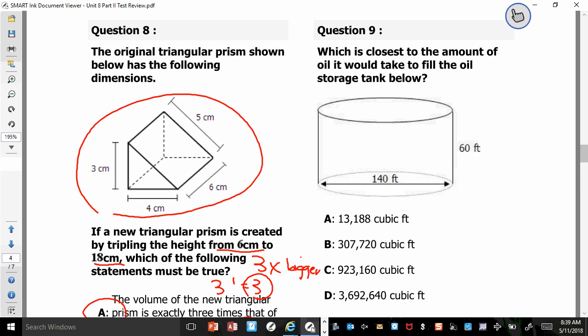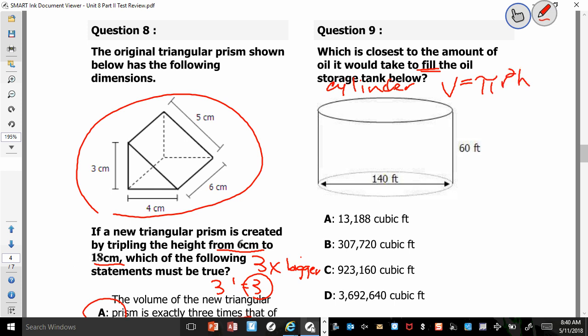Okay. All right, let's look at 9. What's the closest amount of oil it takes to fill the storage tank? So we have a what there? What kind of shape is that? Cylinder. What's a key word? Circle. But what's the key word do we know? Fill. Fill, which means what formula? Volume. All right, volume equals, what is it, pi r squared h? Yeah. Pi r squared h.